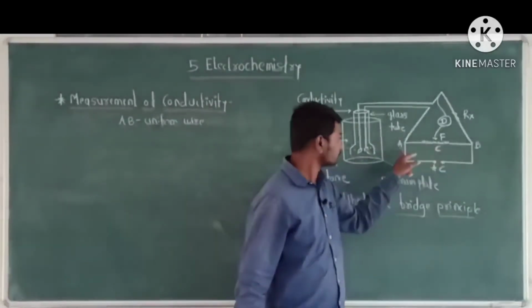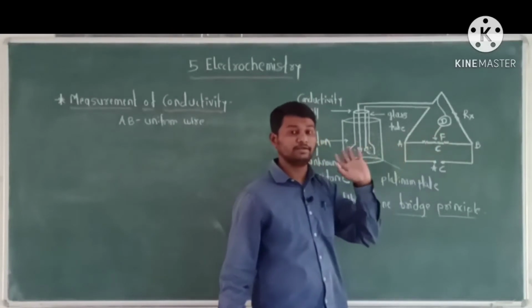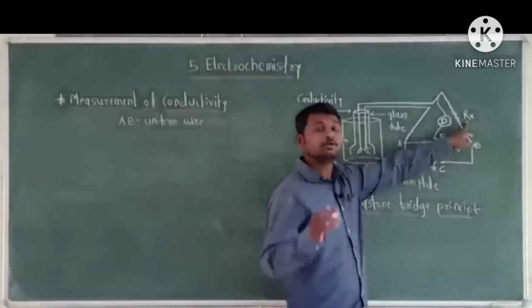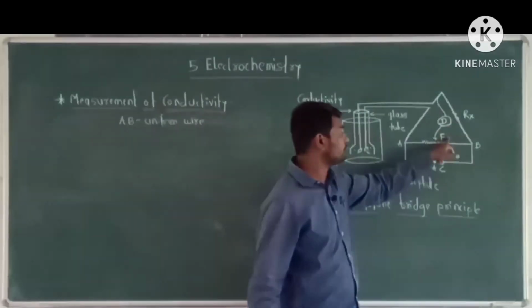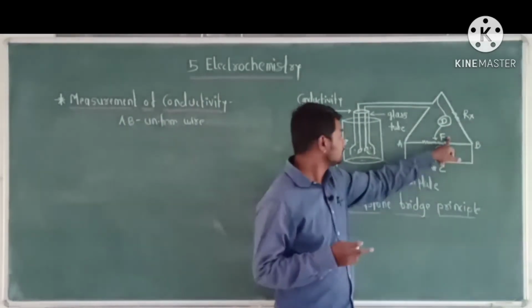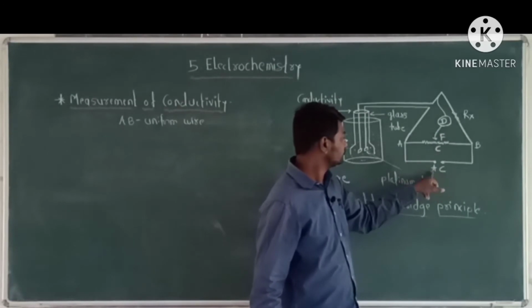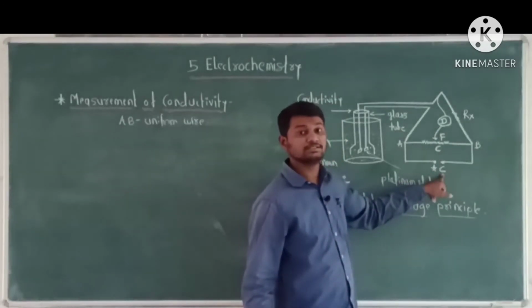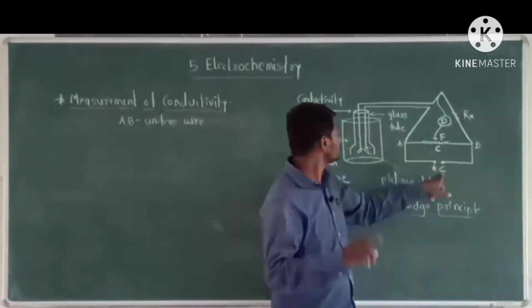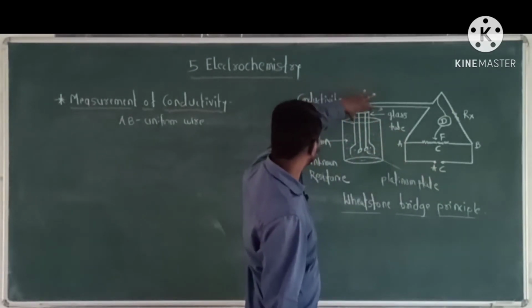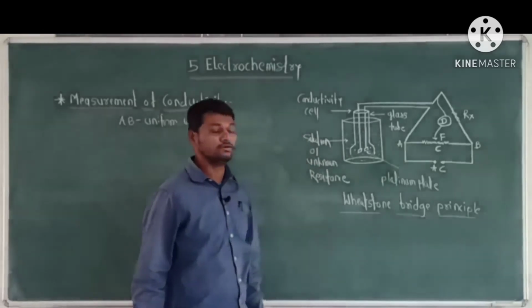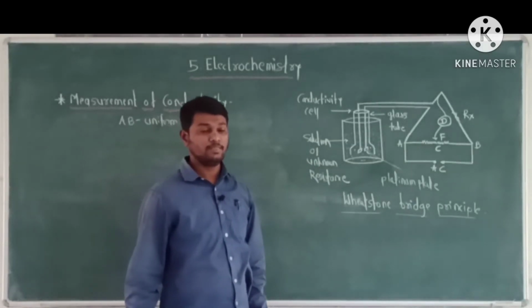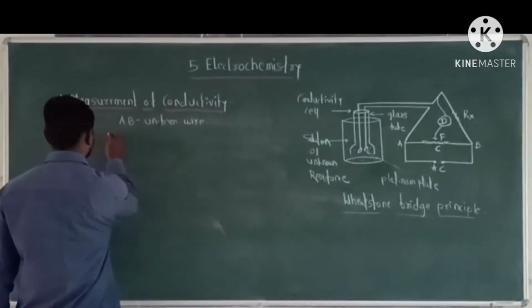AB is the uniform wire. Rx is the known resistance. D is the current detector. F is the sliding contact. AC is the alternating current source, and this is the conductivity cell, which is dipped into the solution of unknown resistance. Okay. Now next, working.